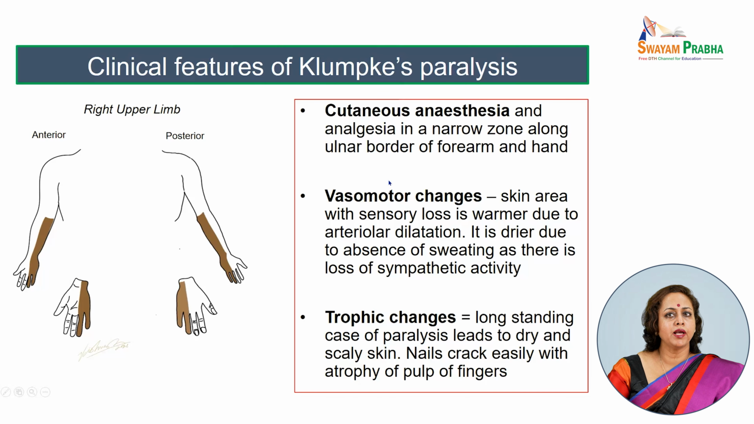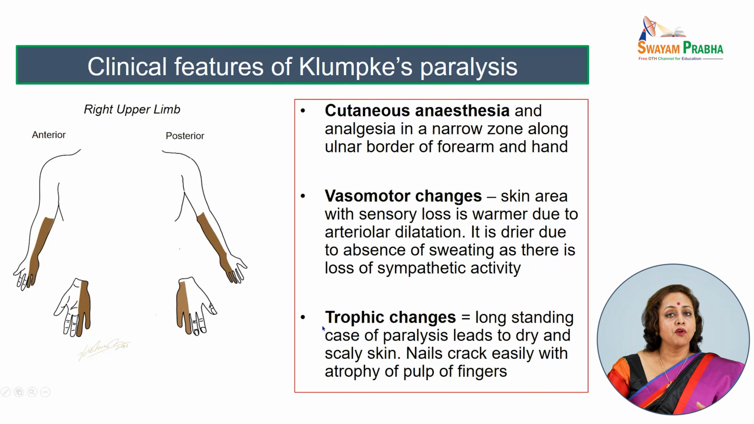You will also get vasomotor changes because the sympathetic activity which passes through the T1 fibers to the lower trunk of brachial plexus, so these fibers are also affected. So you will get vasomotor changes: the skin area with the sensory loss, that means the shaded area, will be warmer because of arteriolar dilatation, and it will be drier because of absence of sweating, because there is loss of sympathetic activity.